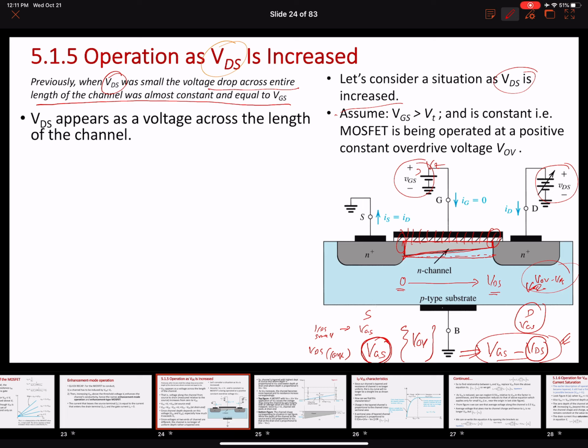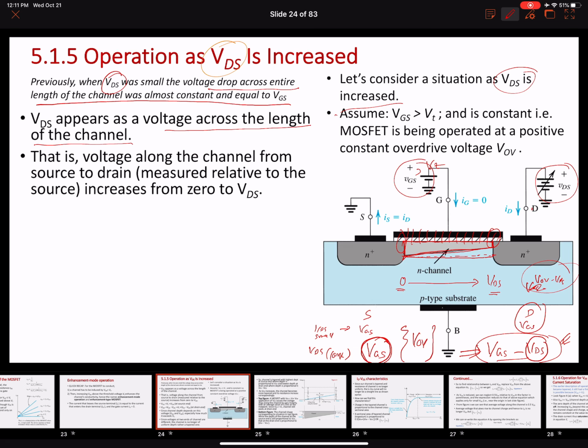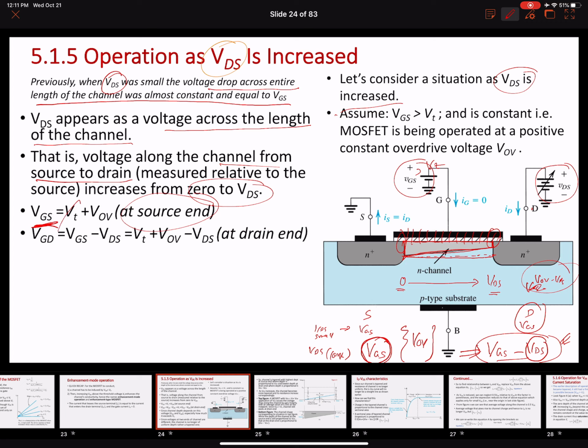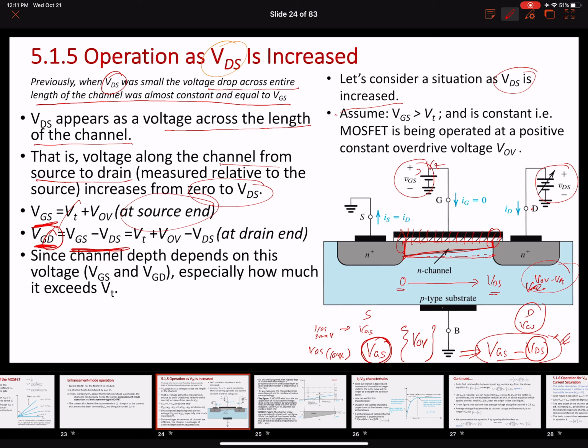So VDS appears as a voltage across the length of the channel, right? From 0 to VDS: 0 at the source end, which is grounded, and VDS appearing at the drain end. So the voltage along the length of the channel increases from 0 to VDS from the source to the drain. At the source end, we have VGS or VOV because this is just a constant. And then at the drain end, we have VGS minus VDS, or effectively, if we ignore the threshold voltage, it is VOV minus VDS.